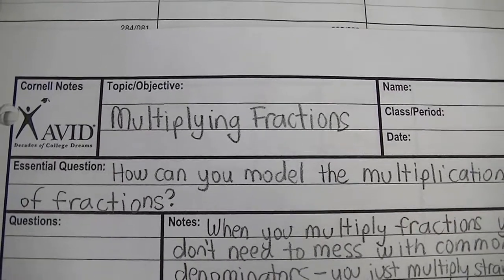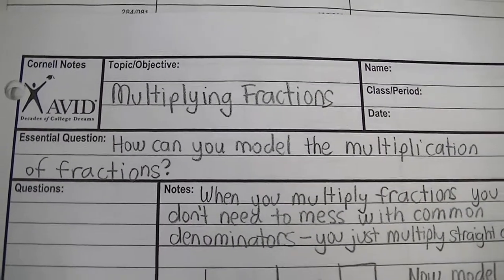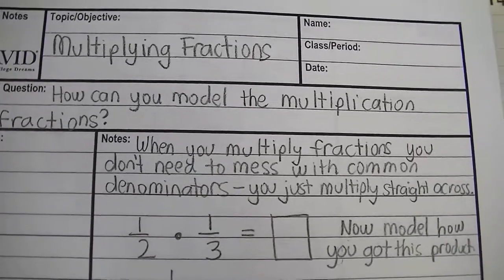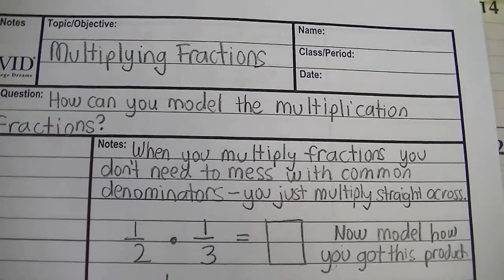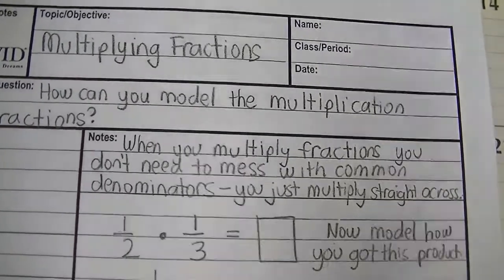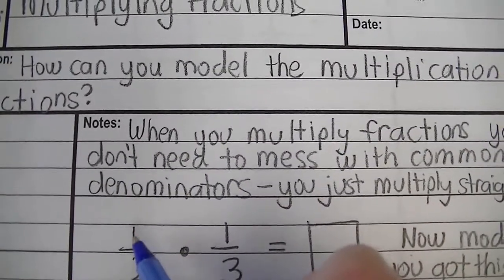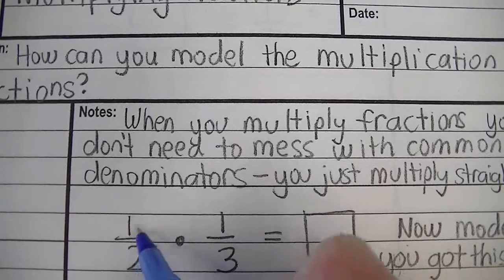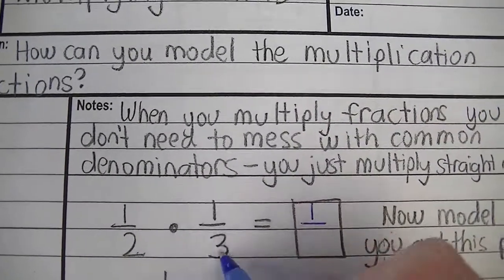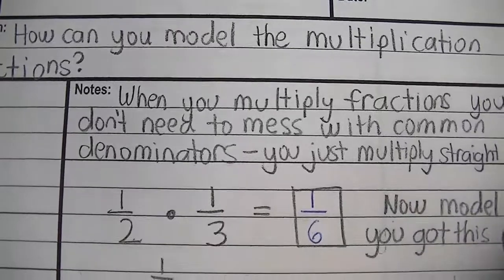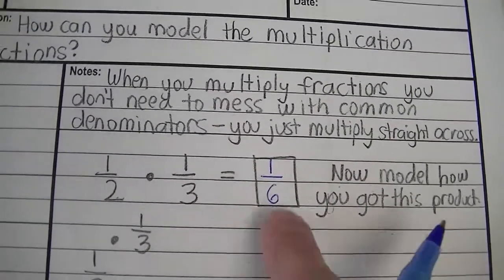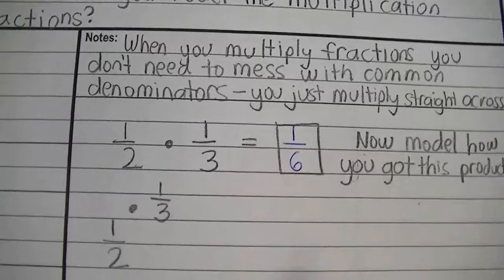Our topic is multiplying fractions, and the essential question is, how can you model the multiplication of fractions? So when you multiply fractions, you don't need to mess with common denominators. You just multiply straight across. So right here, you're just going to multiply the numerators. 1 times 1 is 1, and then 2 times 3 is 6. So that's the answer. But the more challenging part is how you'd model how to get this product.